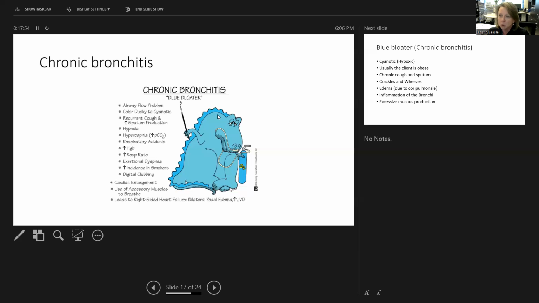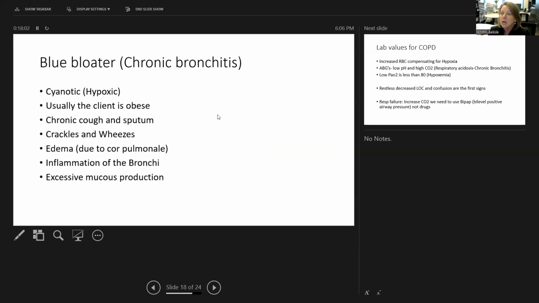So always they're blue because they're cyanotic, severe hypoxemia, and also I always think blue like water. They're full of it, right? Okay. There's your cyanosis or cyanotic. Usually the client is obese. And on the flip side, the pink puffer is thin, skinny, and barrel-chested. They have chronic cough and sputum. They're going to be ones that sound like washing machines. We have crackles and wheezes.